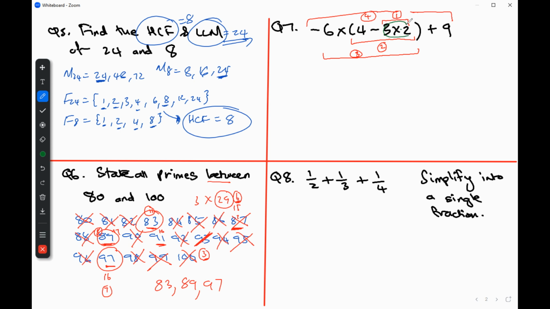So let's start with 1. 3 times 2 is 6. So negative 6 times 4 minus 6 plus 9. Part 1 done. Part 2 now, which is this part here. 4 minus 6 is negative 2.